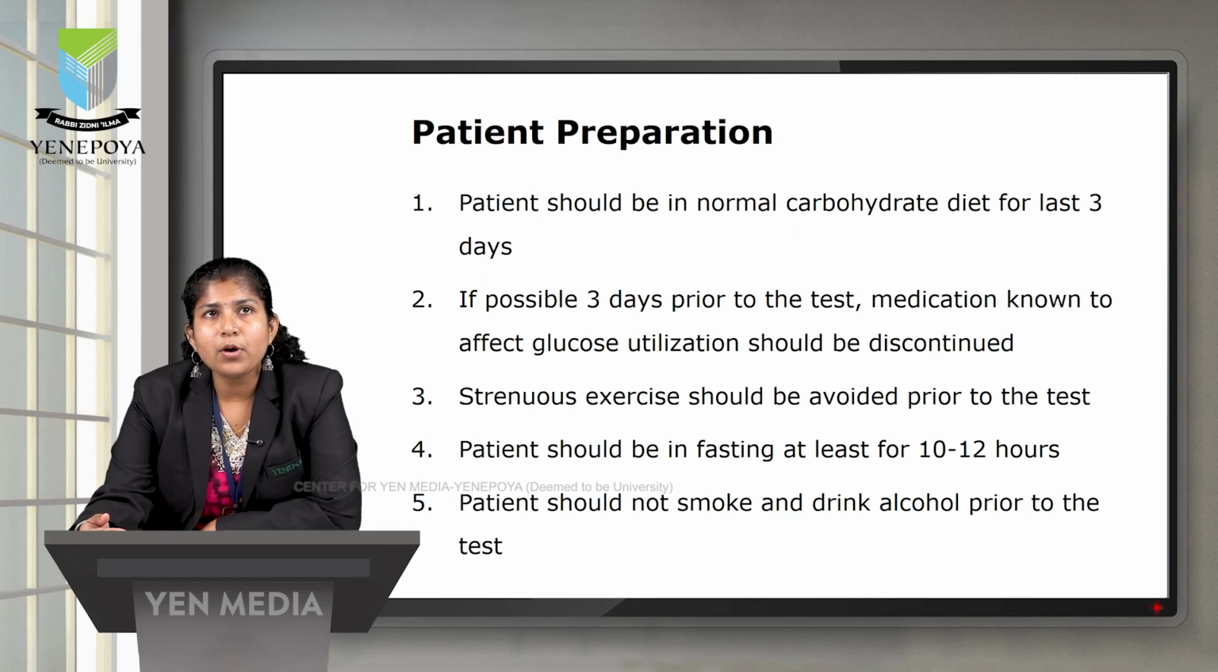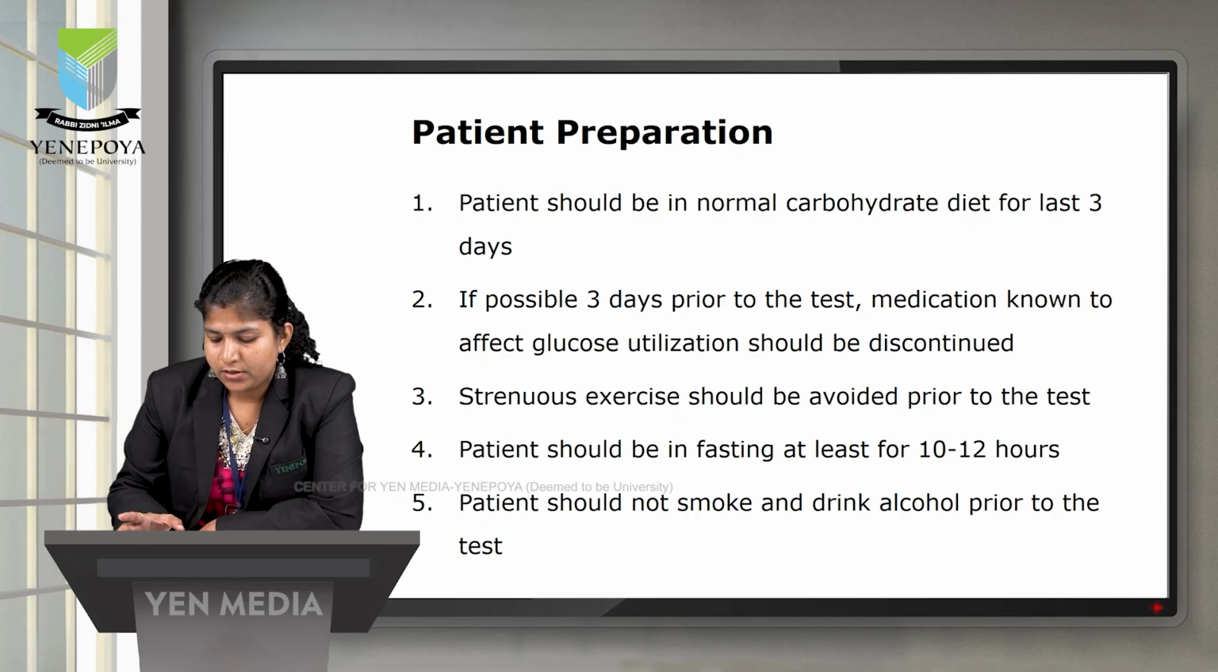Now we will see what patient preparation has to be done for the glucose tolerance test. The patient should have a normal carbohydrate diet 3 days prior to the test, and if possible, medications that affect glucose utilization should be stopped 3 days prior to the test. Strenuous exercise should be avoided prior to the test, and the patient should be fasting for 10 to 12 hours. The patient should not smoke or drink alcohol prior to the test.